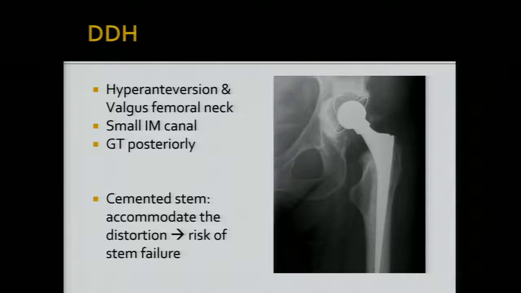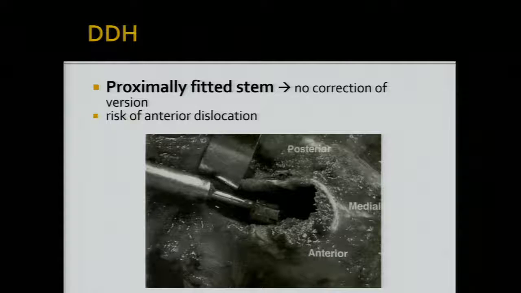A cemented stem can address the deformity, but with the risk of stem failure, because a typical patient is younger than the patient who has an OA hip. So there are several options for uncemented stems. The first option is a proximal fit. This technique does not allow you to correct the excessive version, so you may risk anterior dislocation. Otherwise, you may use a smaller stem and remove more bone on the posteromedial area of the femoral neck and then put your stem in less anteversion.